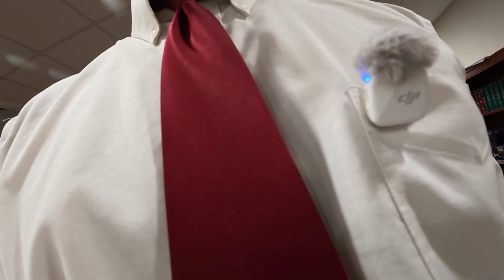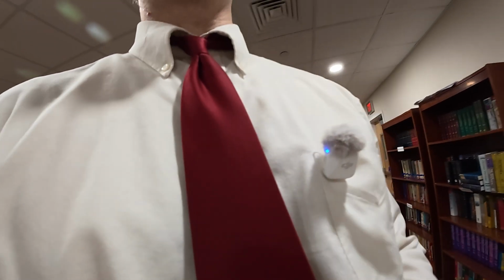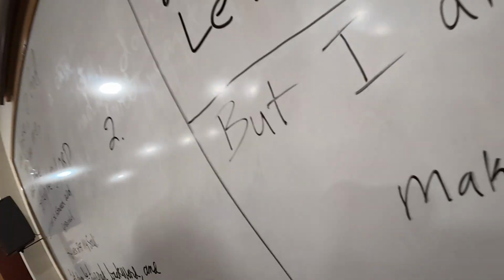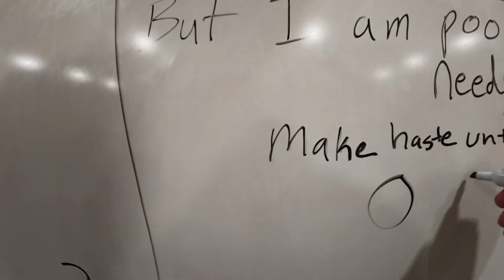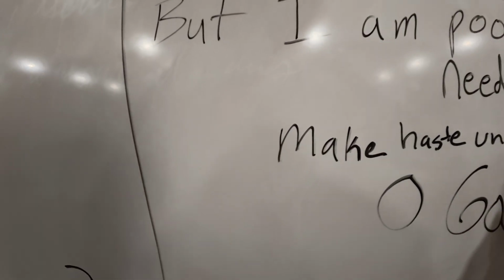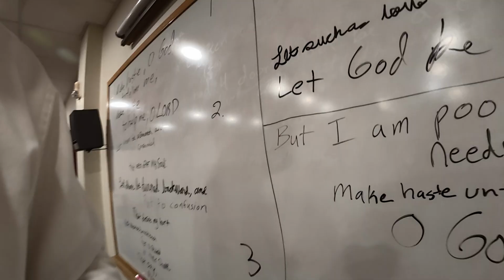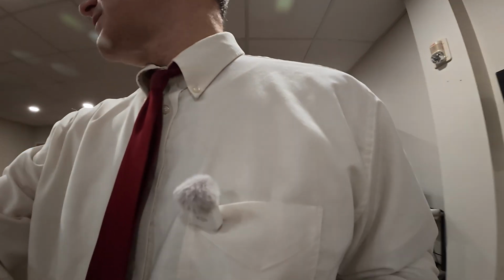So we have make haste, and then unto me, prepositional phrase, we'll put that right there. That's perfect, just like that. And then we have, O God. I'll put this one in here, direct address. And so we've got this. We're up to verse 5. I'll add that over here. Next volunteer.